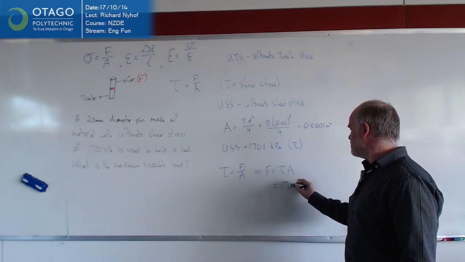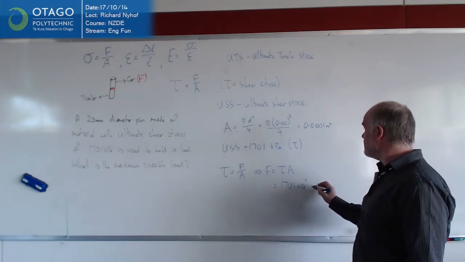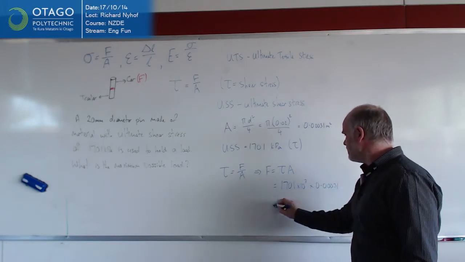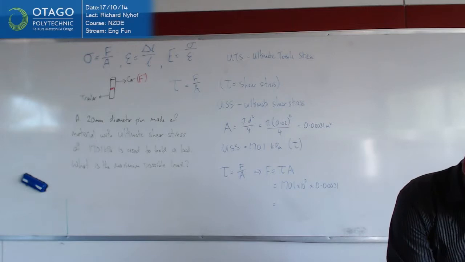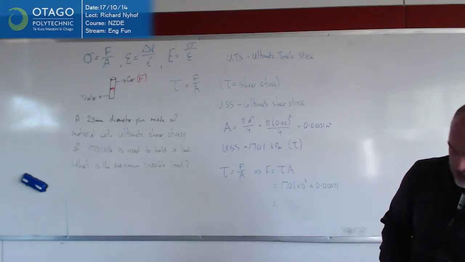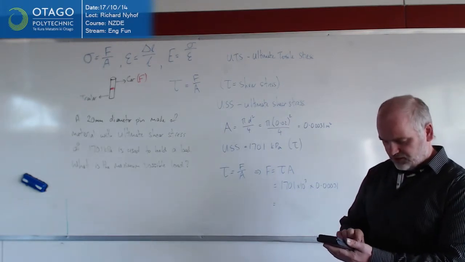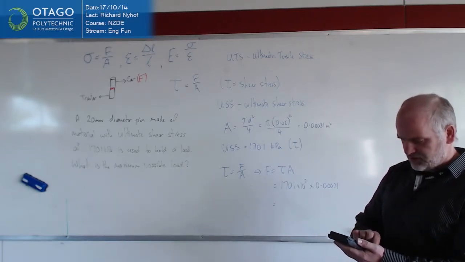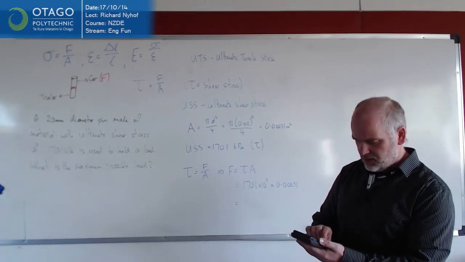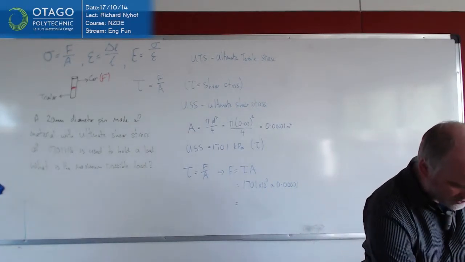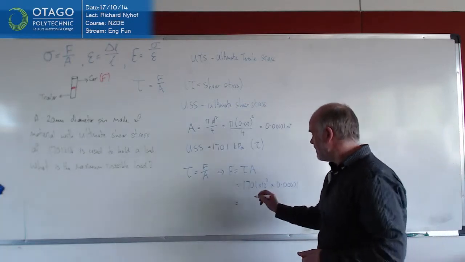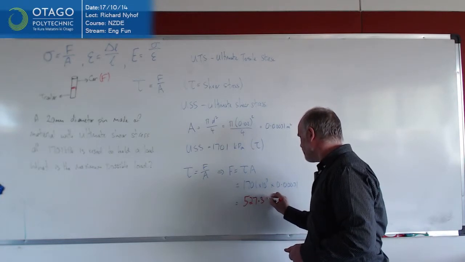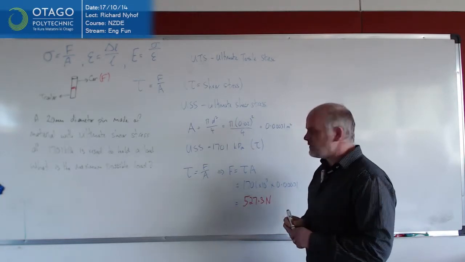So 1701 times 10 to the power of 3 times 0.00031 equals, what have I got? 527.3. 527.3 newtons, because it's a force.